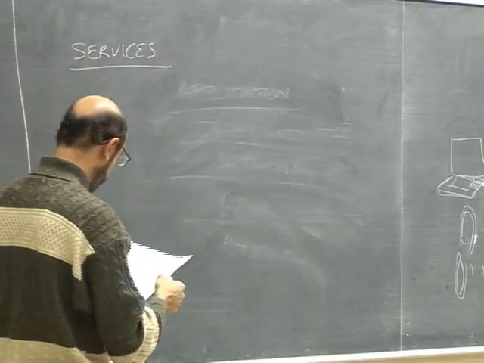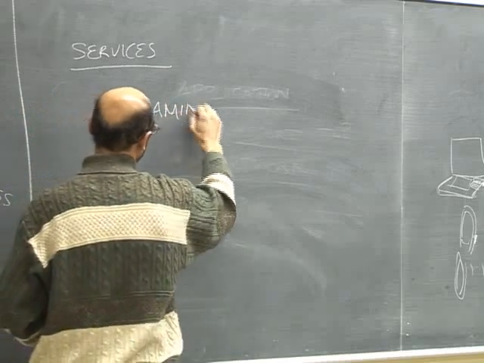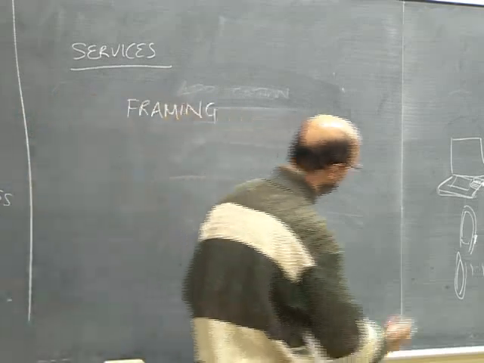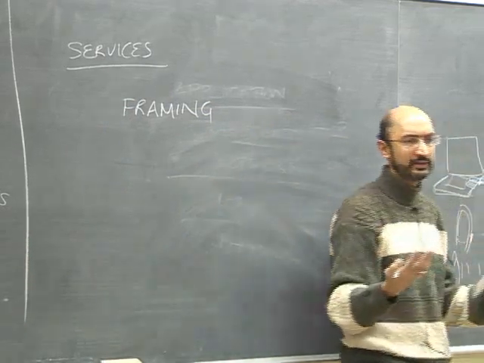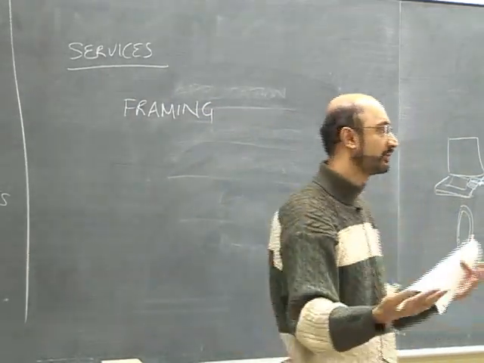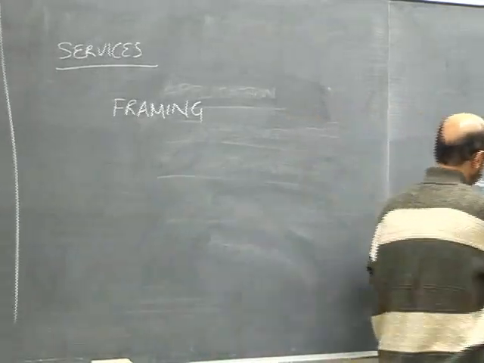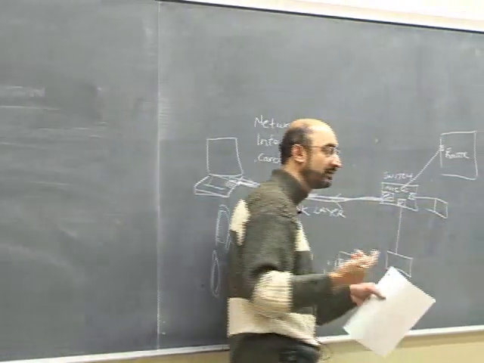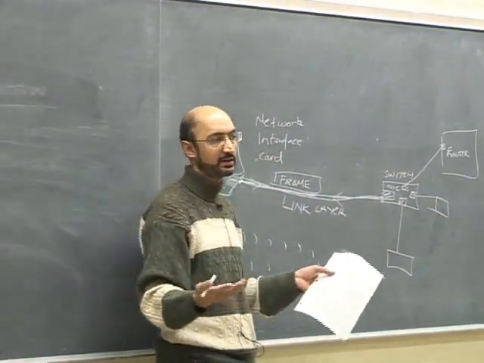So the first one is what's called framing. What framing means is that on this wire, or on this wireless medium, what goes there is basically just zeros and ones, all the time. That's all there is. Something has to tell the receiving NIC over here that this is not just random noise, that there's some actual data coming through.